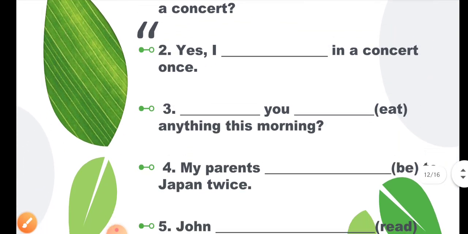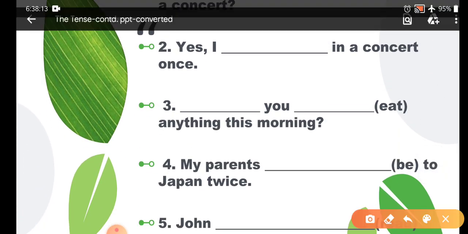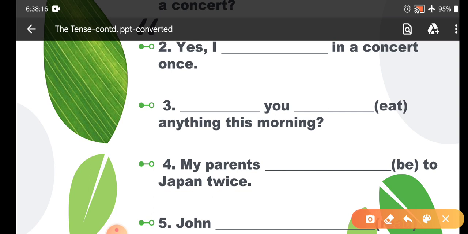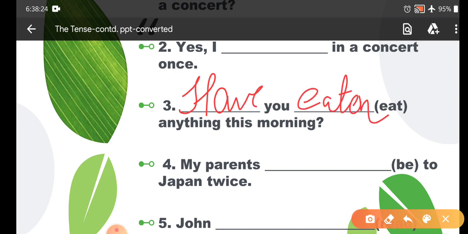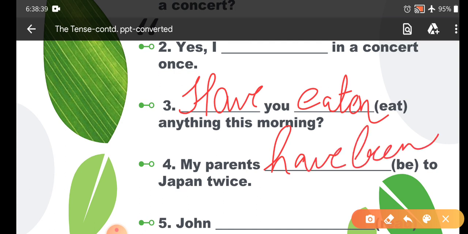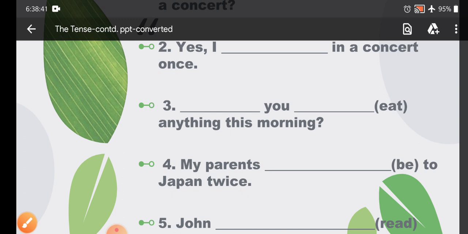Next, number 3. Dash you dash eaten anything this morning? Have you eaten anything this morning? Number 4. My parents dash to Japan twice. My parents have been to Japan twice.